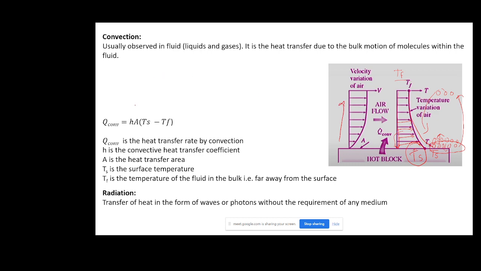Now what will be the amount of heat transferred per unit time, which is nothing but the rate of convective heat transfer, Q dot? It depends on the temperature difference.